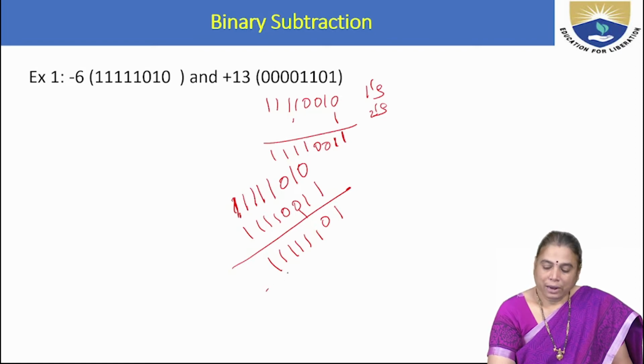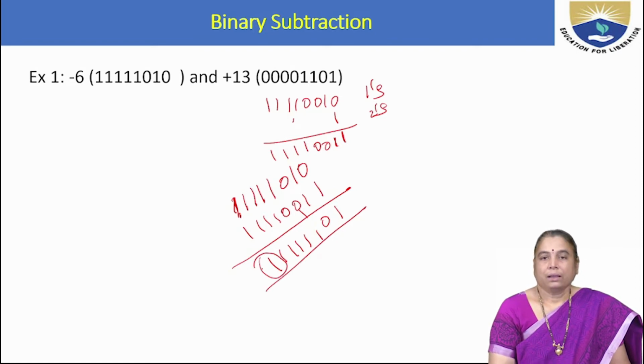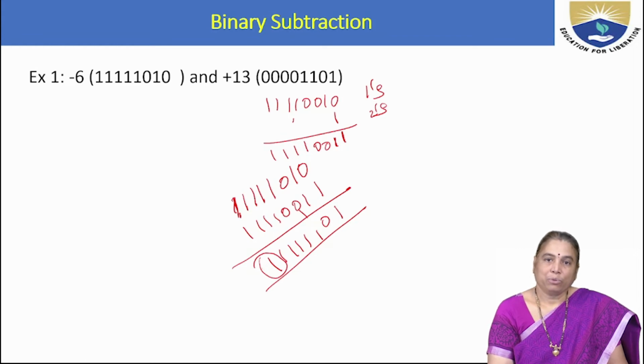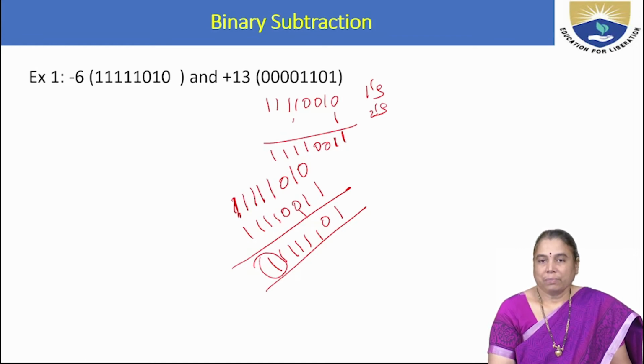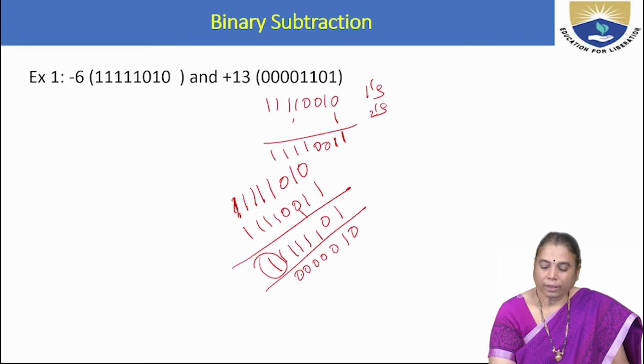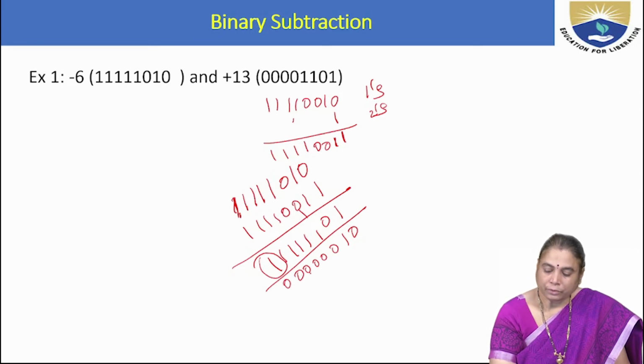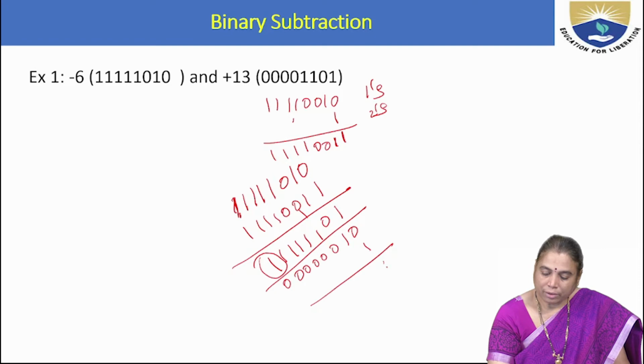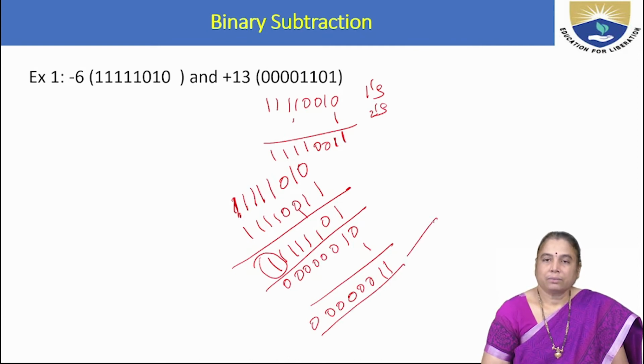And in the result, if the MSB is 1, it represents a negative value. So the result is negative, and has to be represented in the 2's complement form. So the 1's complement of this sum is taken and a 1 is added. So this is the result of the binary subtraction.